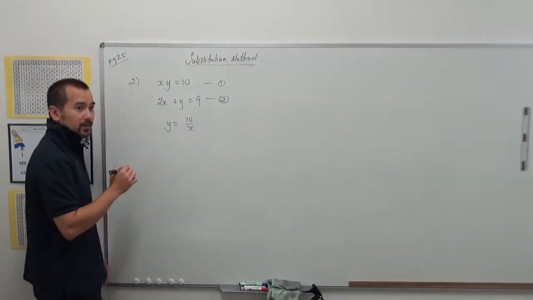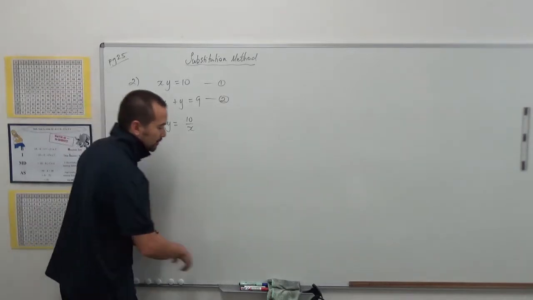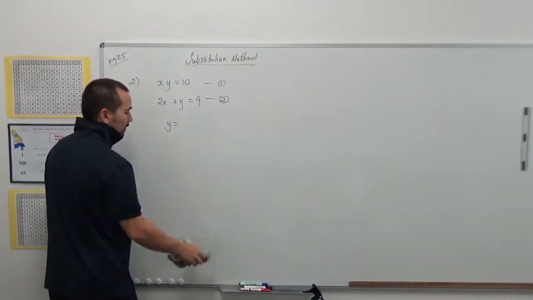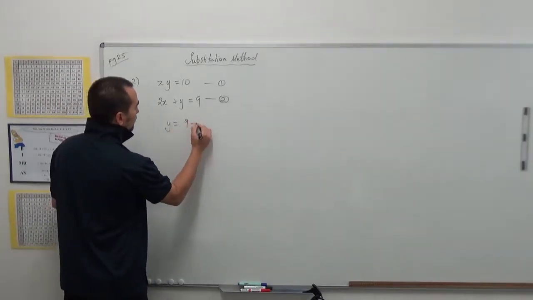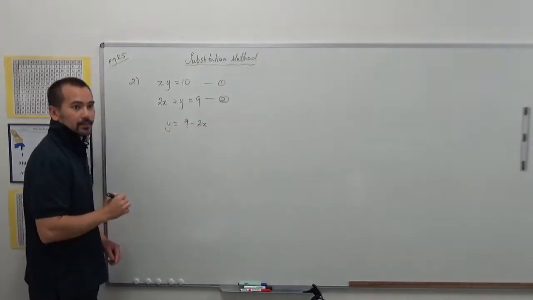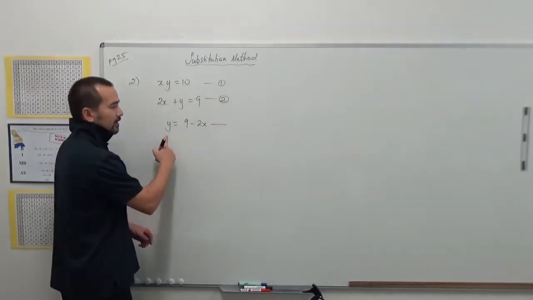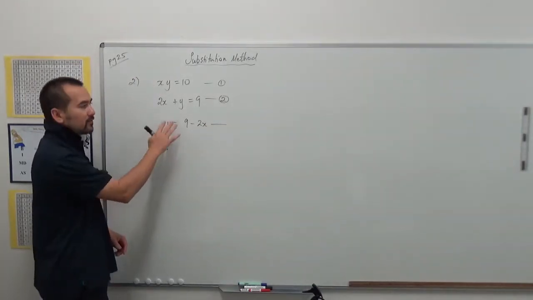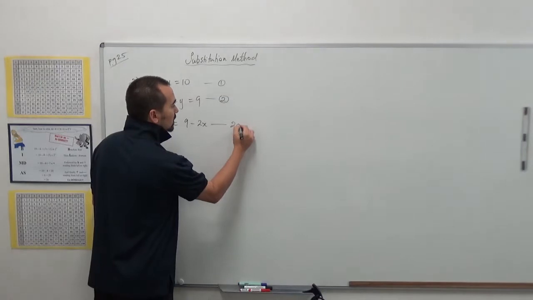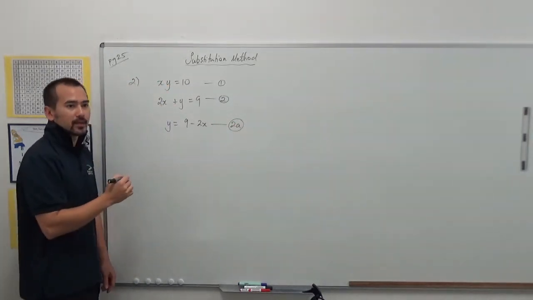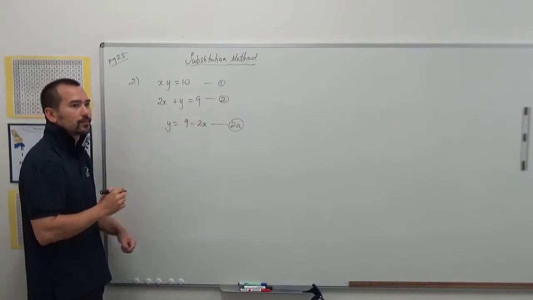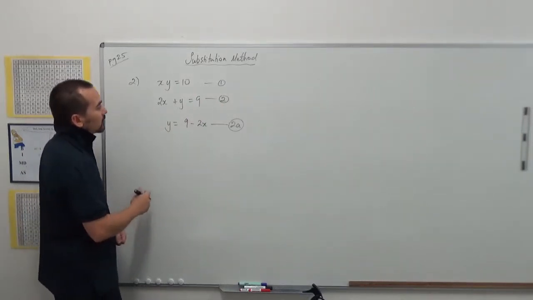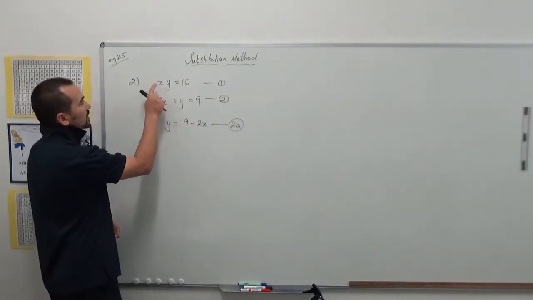You want to do the second one? You don't like that one, alright. If we rearrange the second equation, it would be 9 take away 2x. Okay? Now, this was the second equation, but I've adjusted it now, so let's call it 2a. It would be incorrect to call it 2 because that's equation 2. Alright, and we've got equation 1, which is here.